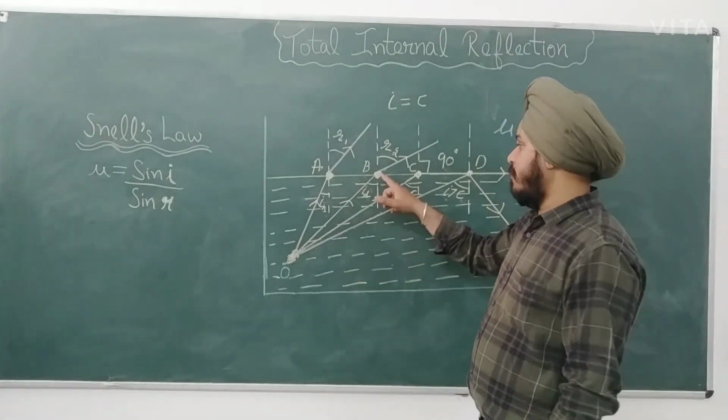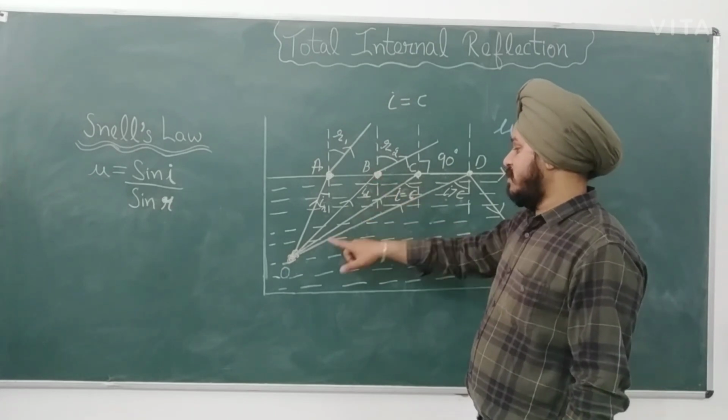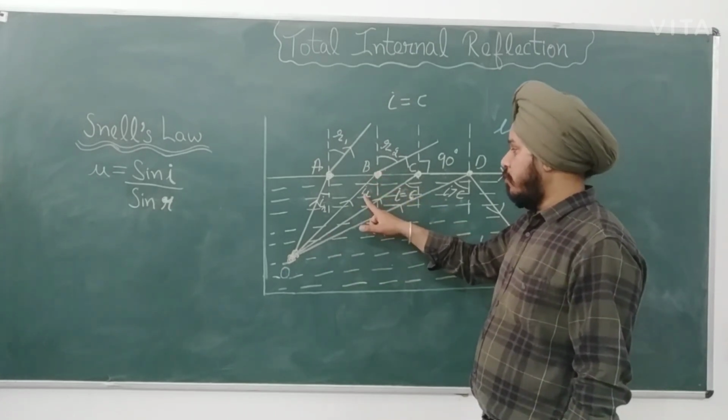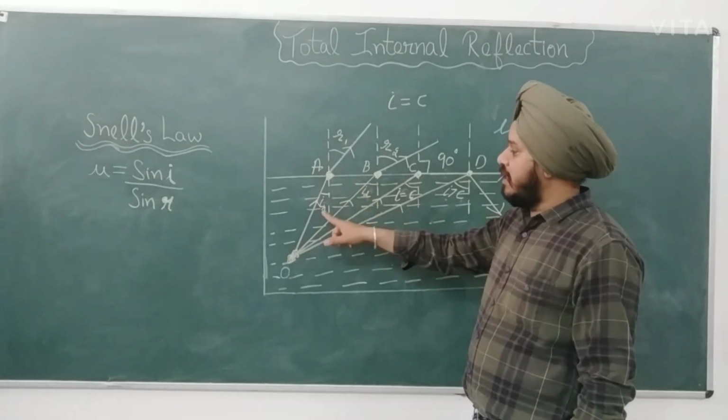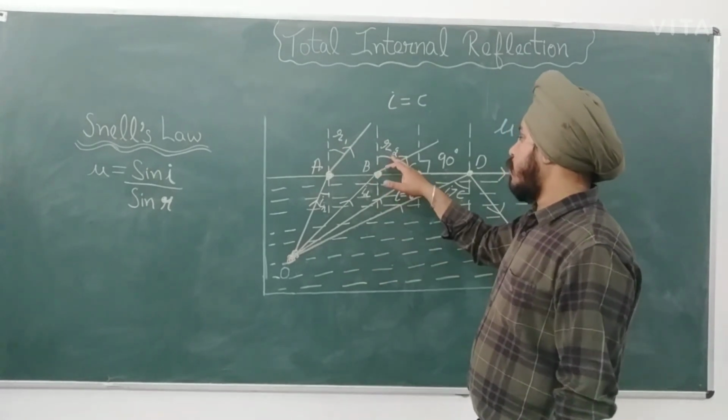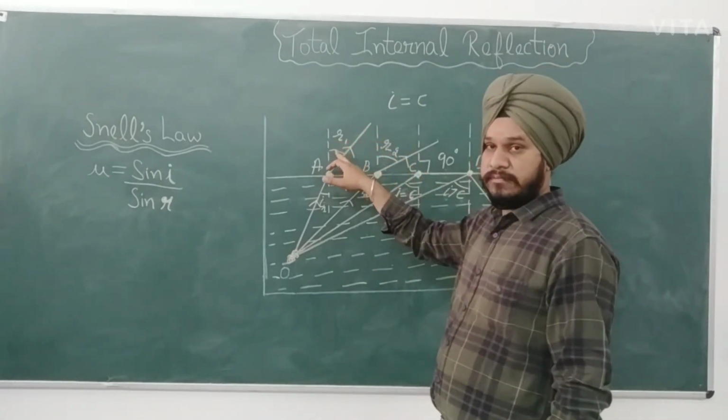So again look at point B. The light is incident from the object at point B at angle I2, and I2 is greater than I1. So according to Snell's law, R2 is also greater than R1.